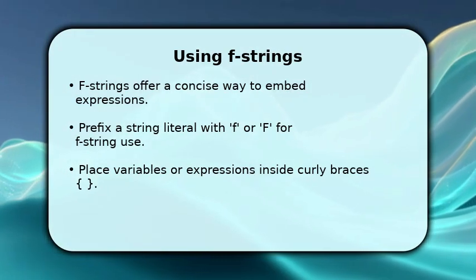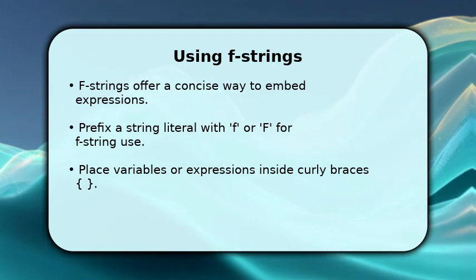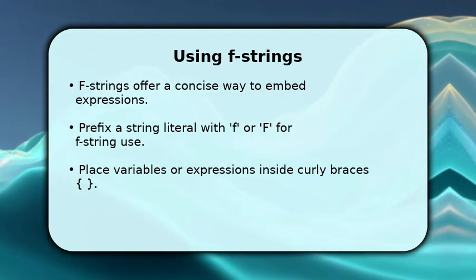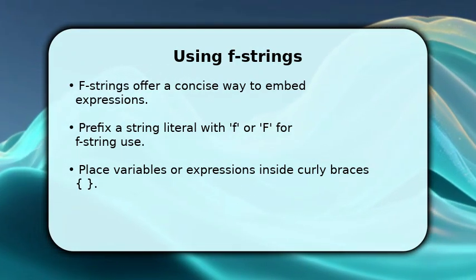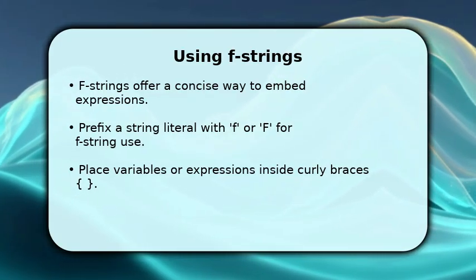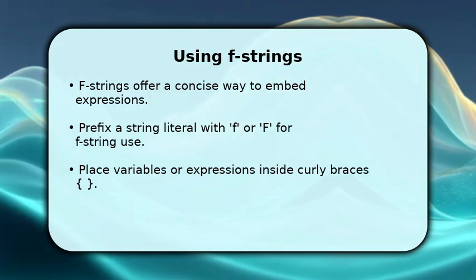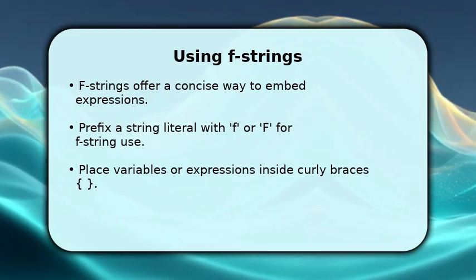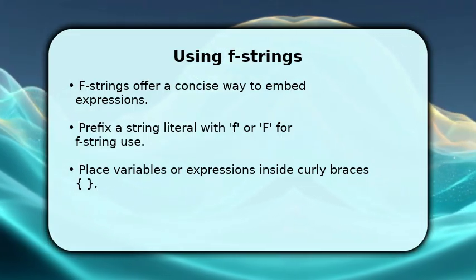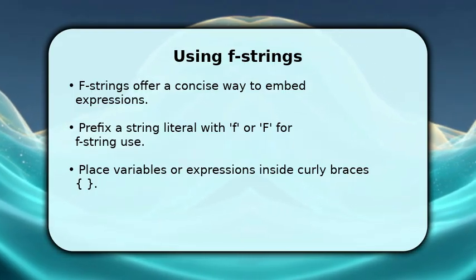F-strings, introduced in Python 3.6, provide a powerful and readable way to format strings. Simply prefix your string with an F, and then place any variable or expression directly inside curly braces within the string. This method is highly efficient and often preferred for its clarity. You can even include function calls or arithmetic operations right inside the braces, making your code very expressive.